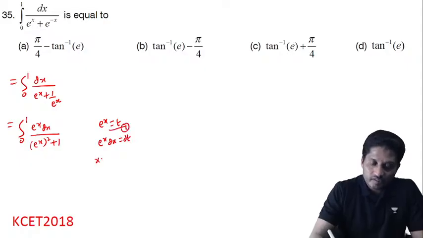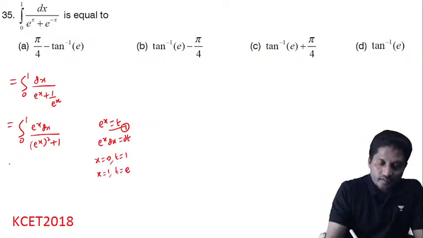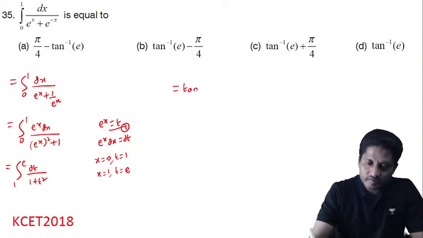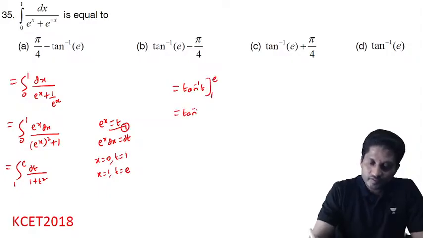When x is equal to 0, t is equal to 1. When x is equal to 1, t is equal to e. This becomes integration of 1 to e, dt divided by 1 plus t square. Integration of 1 by 1 plus t square is tan inverse of t, between the limits 1 and e. Upper limit is tan inverse of e minus lower limit is tan inverse of 1.